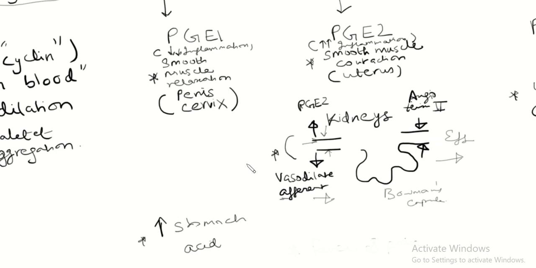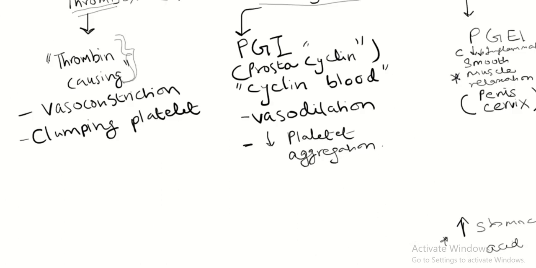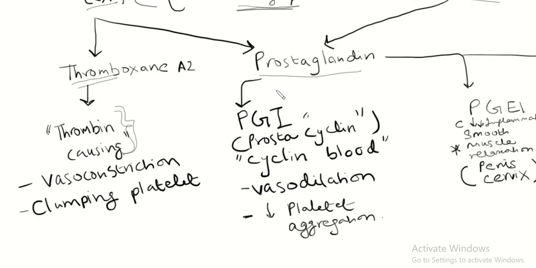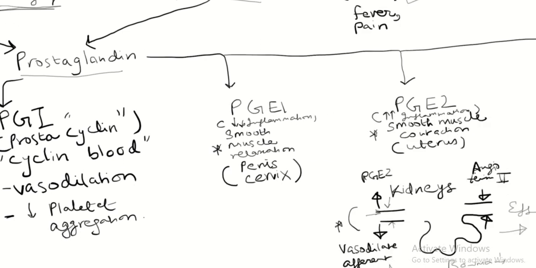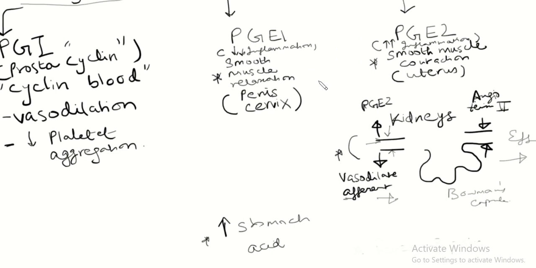So again, I have my thromboxane, and then I have my prostacyclin. Both of them are opposite to each other. Thromboxane is thrombin causing, causes vasoconstriction and clumping. Prostacyclin cycles the blood, causing vasodilation and decreased platelet aggregation. And then you have PGE1 and PGE2. PGE1 is relaxing, so smooth muscle relaxation.